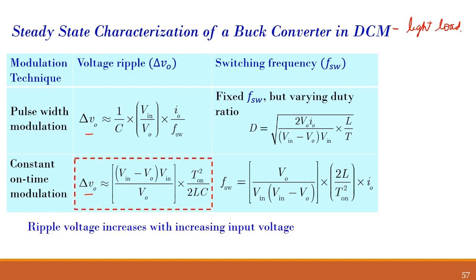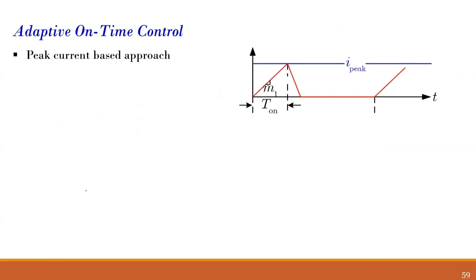So we established that ripple voltage is increasing with increasing input voltage, and that we have to take into account. And now we want to use this property that in constant off-time, the switching frequency is directly proportional to your output current. But this is something which is like a hindrance or roadblock, and we want to overcome that. So for that, we use adaptive on-time control. In that, how is the on-time being generated?